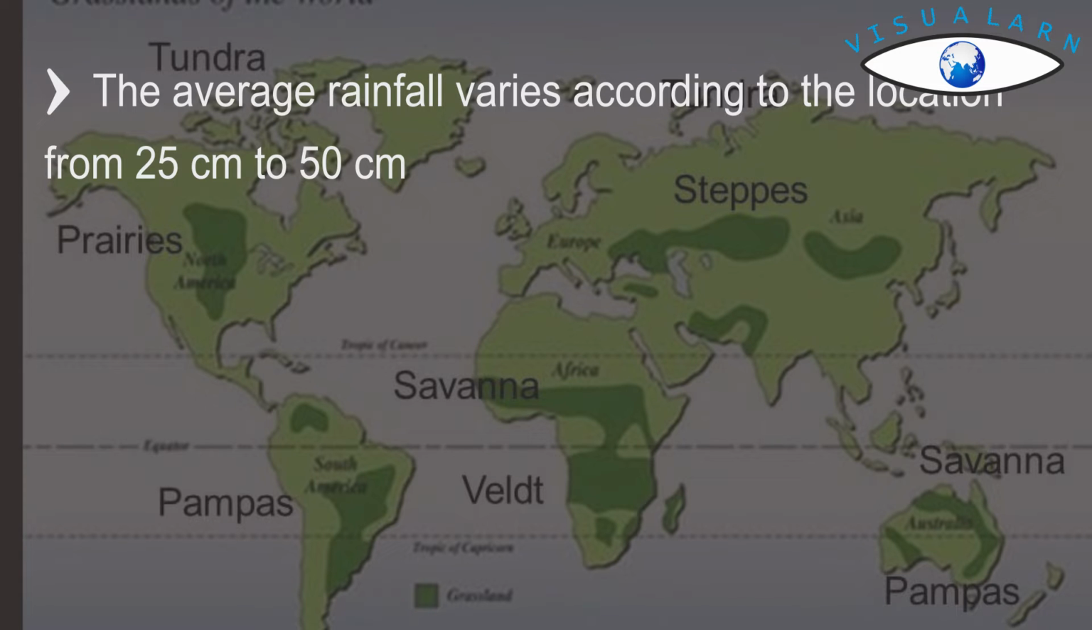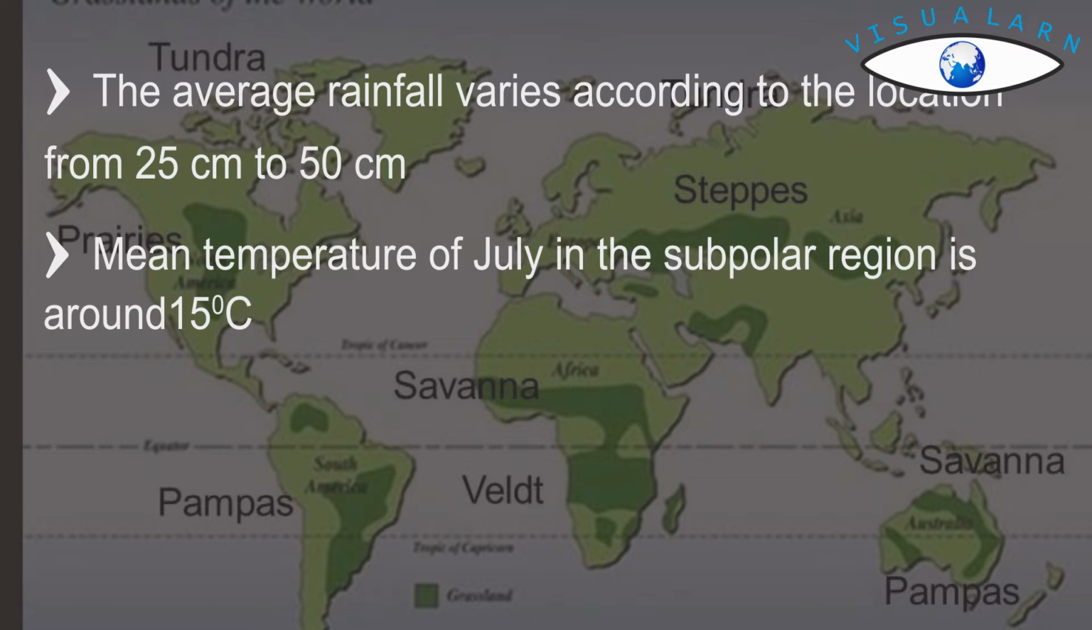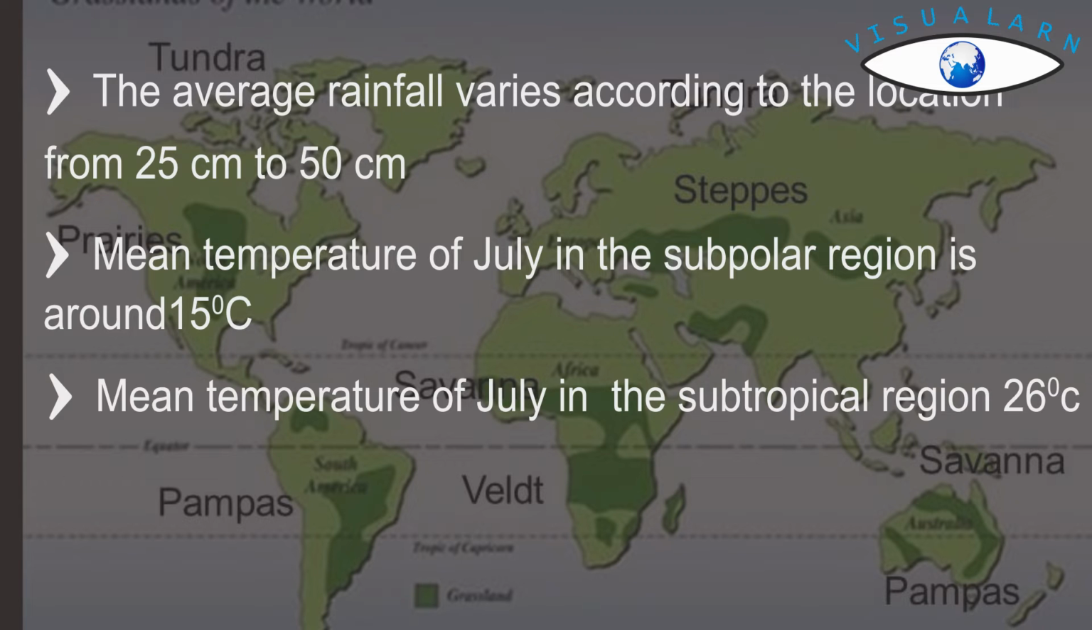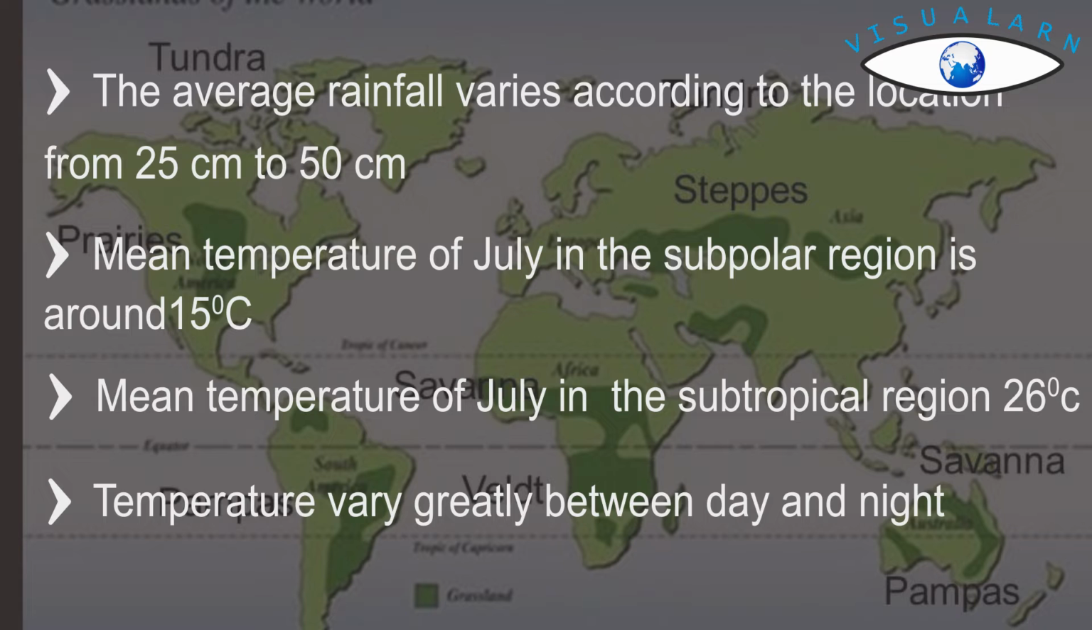Mean temperature of July in the subpolar region is around 15 degrees centigrade and in the subtropical region 26 degrees centigrade, whereas winter temperature of the subpolar region goes below the freezing point. This climate is featured with extremes of temperature.